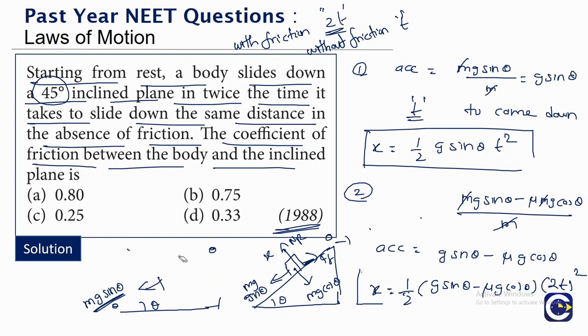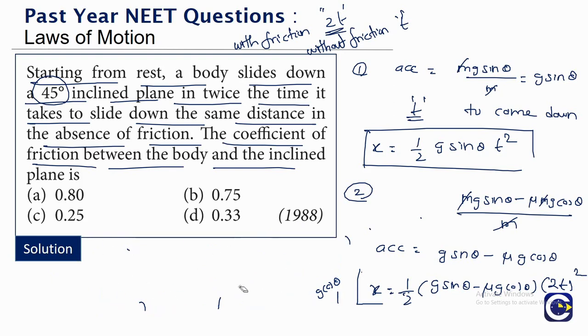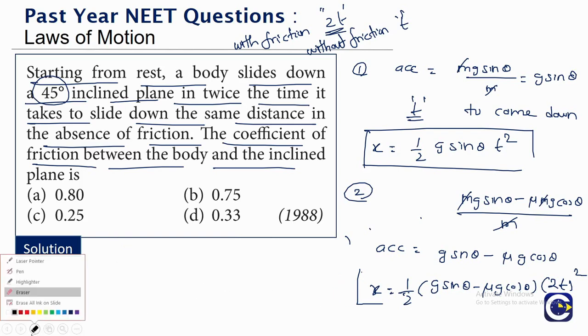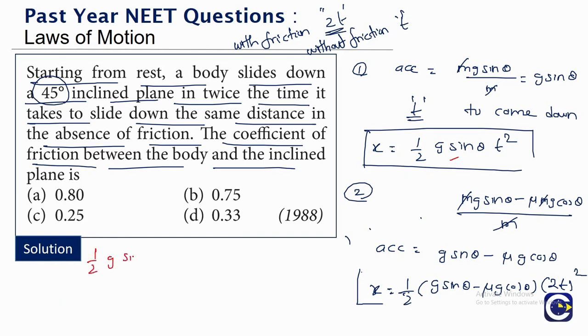Now we got the answer. It is just about simplification. We have to write down the displacement expressions in both the cases. Then from now onwards it is just doing the final steps of calculation. What do we have here? Half into g into sin theta t square is equal to half into g sin theta minus mu g cos theta into 2t whole square, means 4t square. Here t square is cancelled. Half is cancelled. In fact, g can be cancelled.